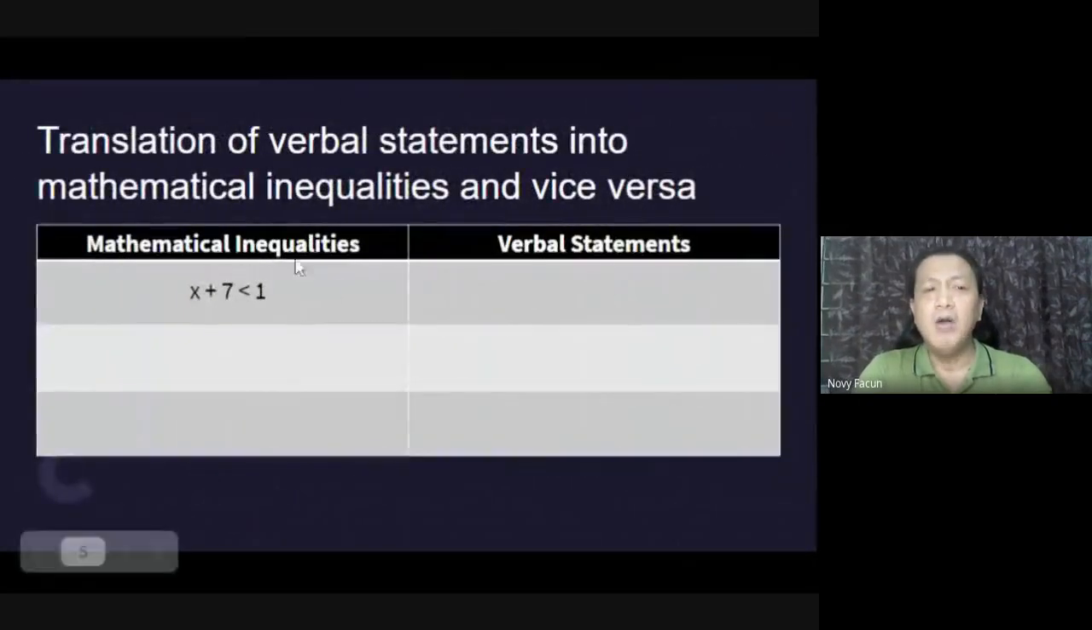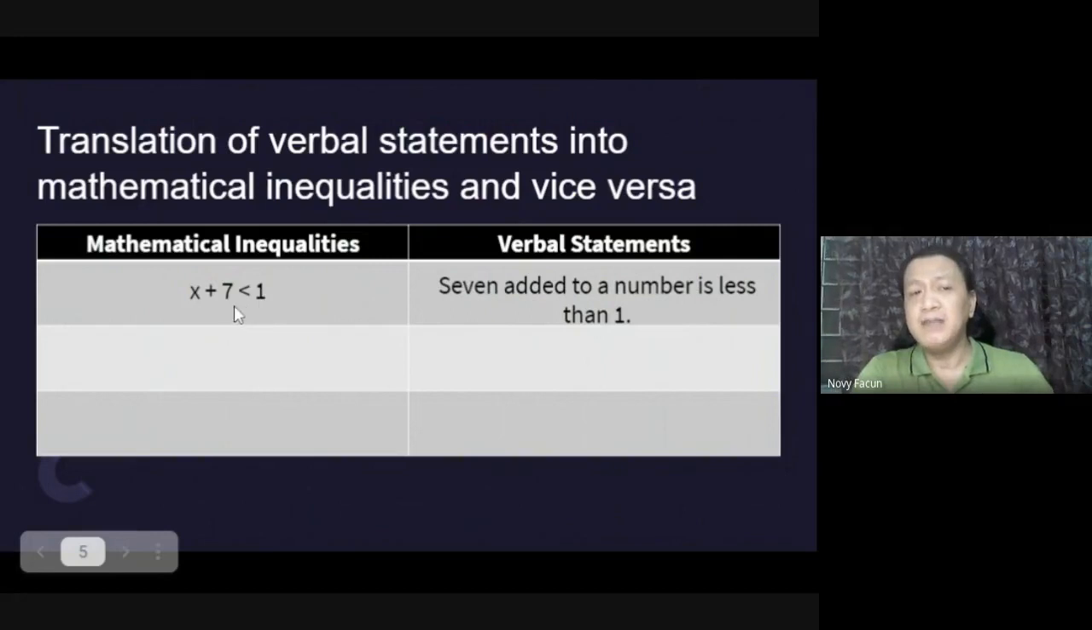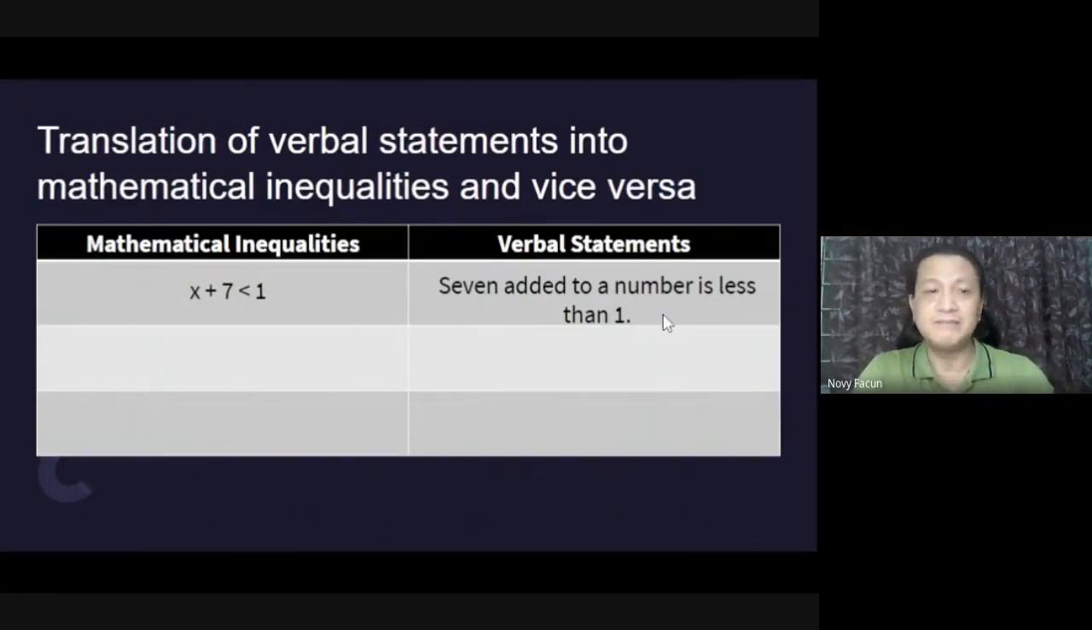Next, how about if you're going to translate from mathematical statements, gagawin mong verbal statement. So we have first, x plus 7 is less than 1. So you have to write it as this: 7 added to a number is less than 1. So take note of the added, that is addition. So you can use any words as much as you can to present the mathematical inequalities as their corresponding verbal statements.